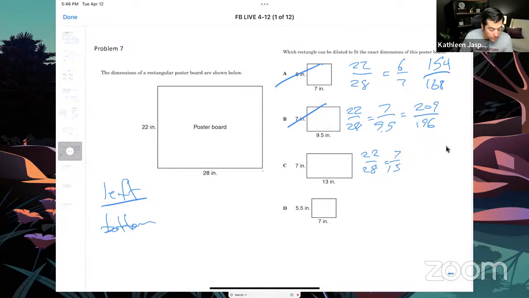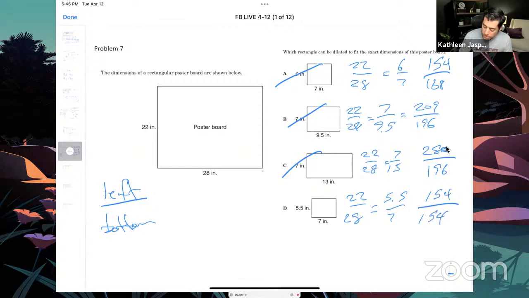And again, cross multiply. 22 and 13 gives us 286 over 196. And that's not going to work because obviously big number over small number. So by process of elimination, this one better work. So 22 over 28 is the same as 5.5 over 7. And when we do that, 22 times 7 is 154. And 28 times 5.5 is 154.